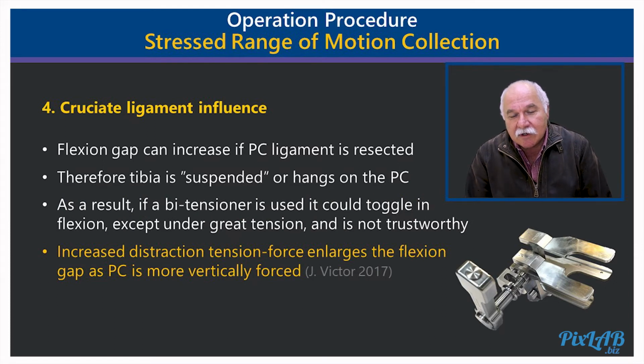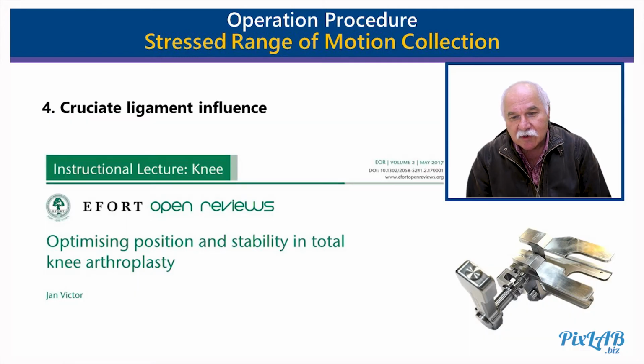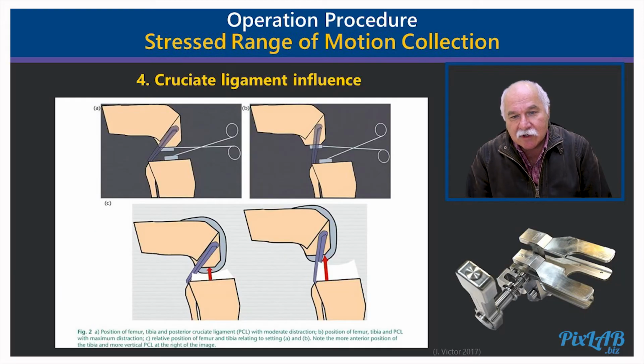However, increased distraction tension force also enlarges the flexion gap as the PCL is more vertically forced. This is according to the article by Jan Victor in 2017. There we see it, and also translation of the tibia anterior relative to the femur as forces increased.